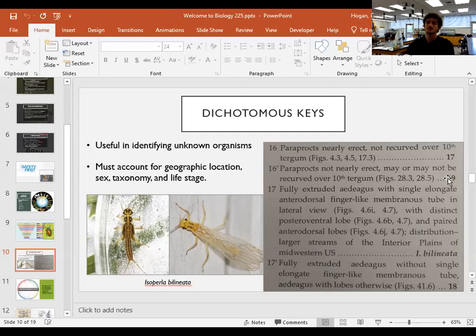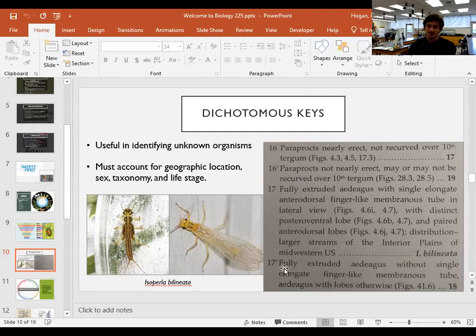So when you do this, the reader will be going through this key, and they'll see this first. They'll check to make sure it matches the organism, and then they'll read the second part. And if that matches, they might have that organism. They can read through the second part of that couplet. So they go through 17 that might match. They go through 17 prime. If that doesn't match, then they know they have 17. That's Isoprola bilineata.